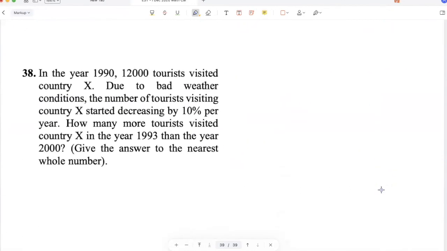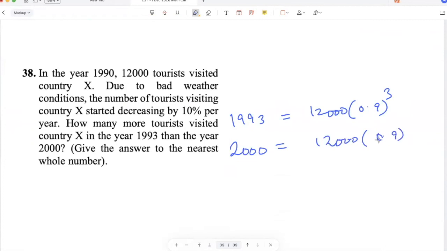Okay, in the year 1990, 12,000 tourists visited country X. Due to bad weather conditions, the number of tourists visiting country X started decreasing by 10% per year. How many more tourists visited country X in the year 1993 than in the year 2000? Okay, so 1993 would be 12,000 into 0.9 to the power 3 years. And 2000 would be 12,000 into 0.9 to the power 10 years, right? So the difference between them.